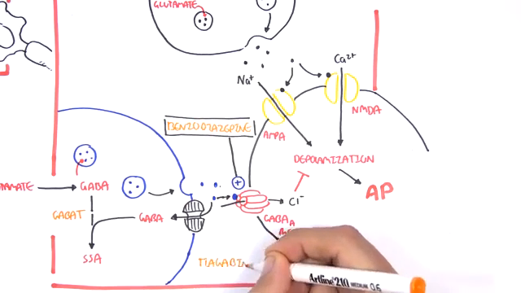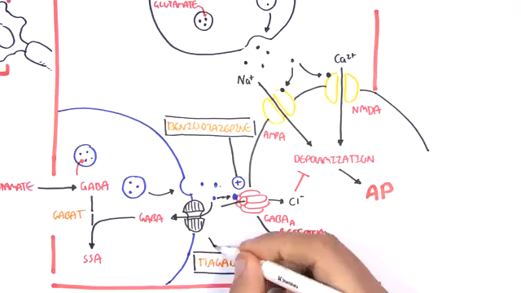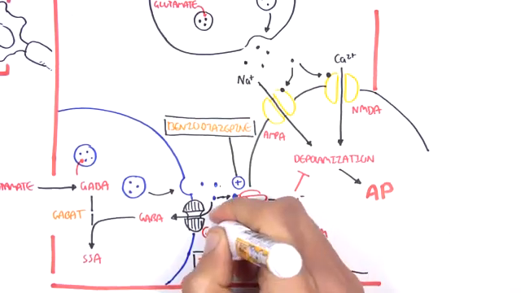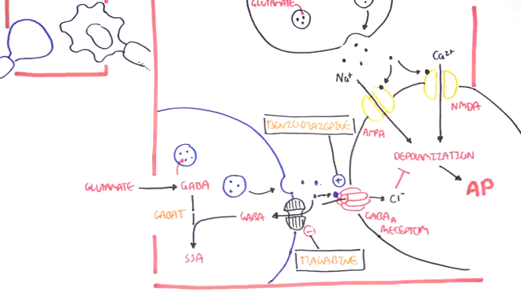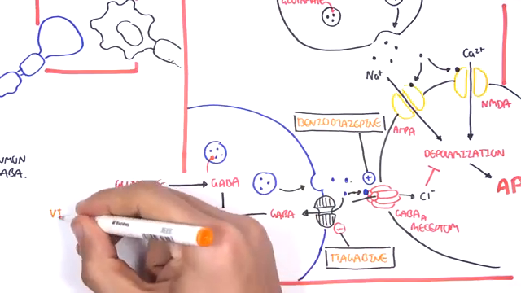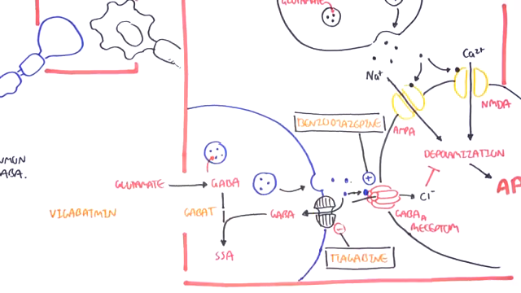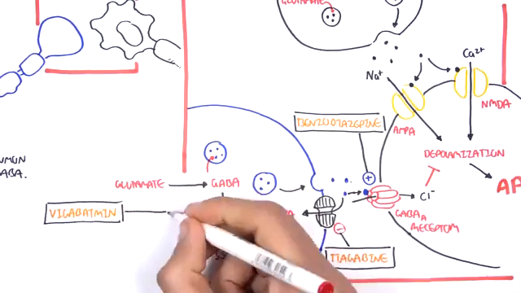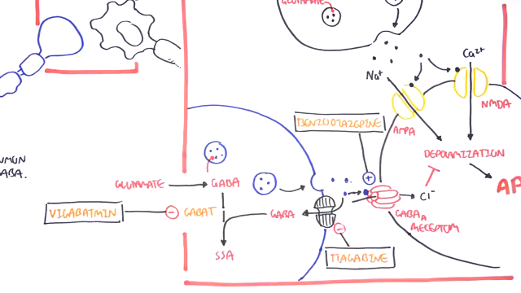Tiagabine will inhibit the reuptake of GABA, resulting in more GABA activity in the synaptic cleft. Then you have vigabatrin, which will inhibit the GABA transaminase enzyme here, which will result in more GABA being available in the synaptic cleft.